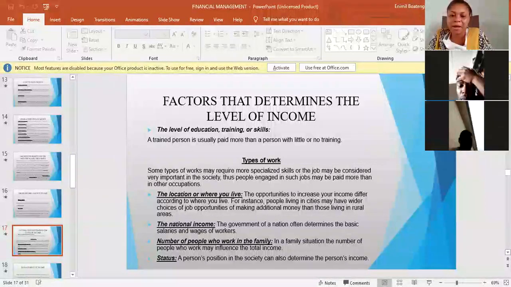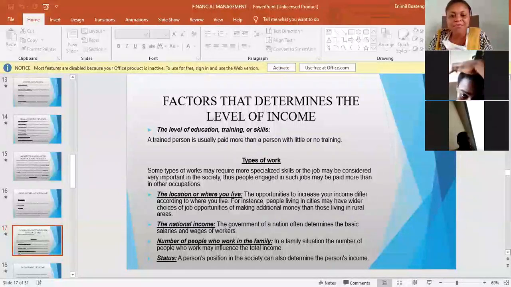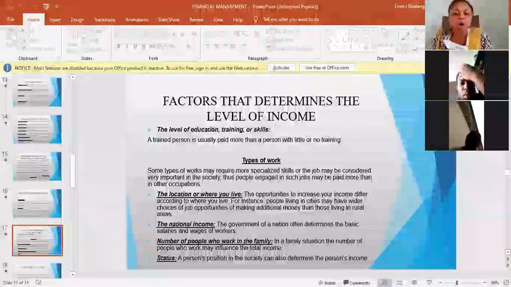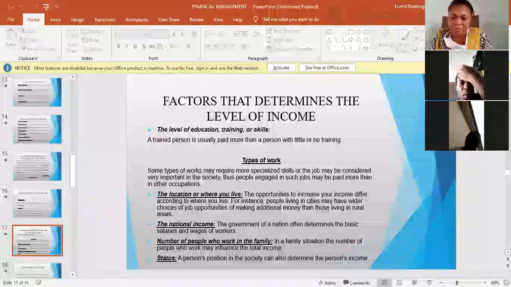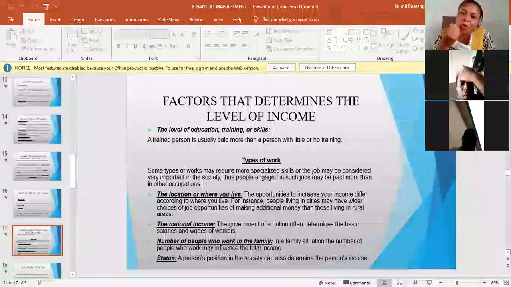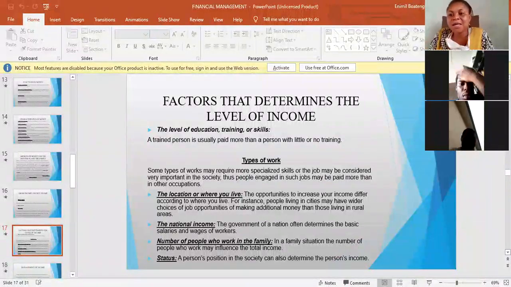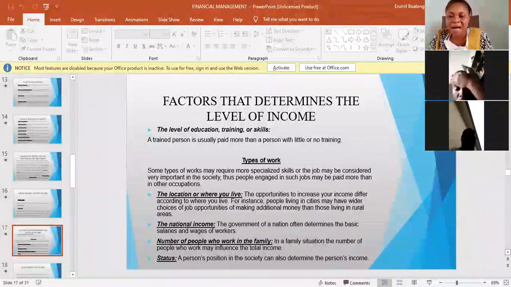Then the next one is types of work. The type of work that an individual does may require more specialized skills, or the job may be considered very important in the society. So you see that people who engage in such jobs may be paid more than people who are in other occupations. So there are certain jobs that, with the nature of the job involving more risk, definitely the earnings will be more than somebody whose job doesn't involve much risk.